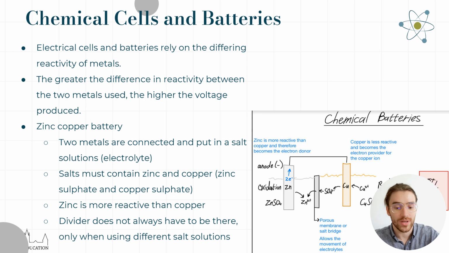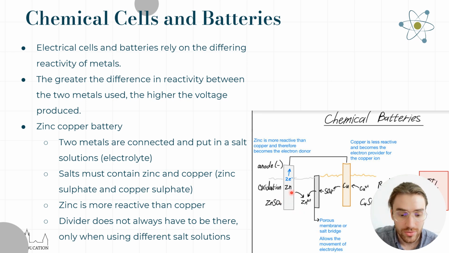In this example, we have zinc and copper. So our electrodes are going to be a zinc electrode and a copper electrode. Now, the salt solution is going to be copper sulfate. What's going to happen here is, because zinc is more reactive than copper, the zinc is going to more readily donate or give up its electrons.